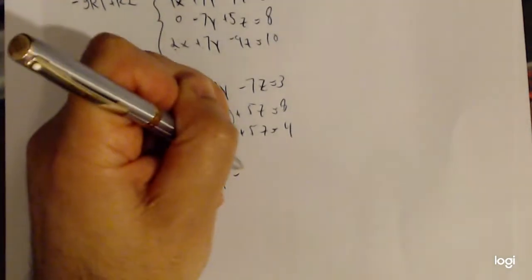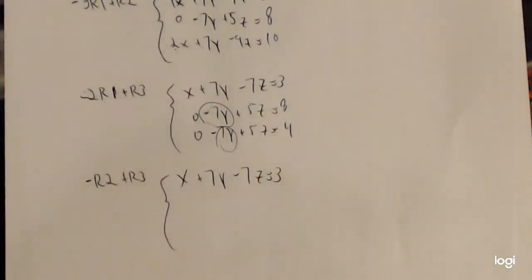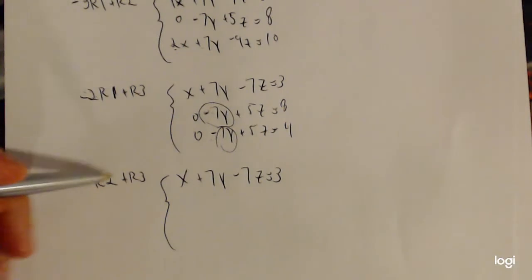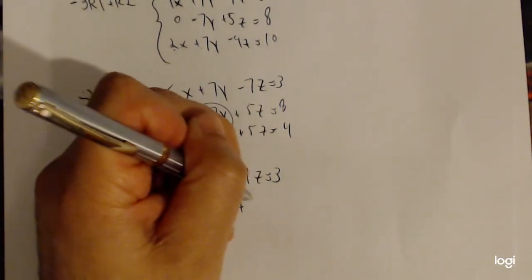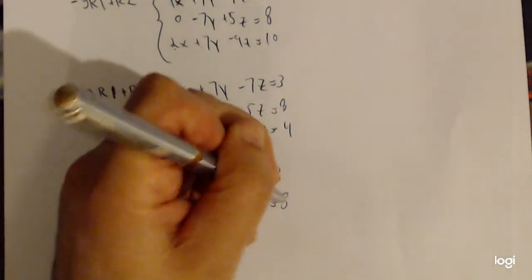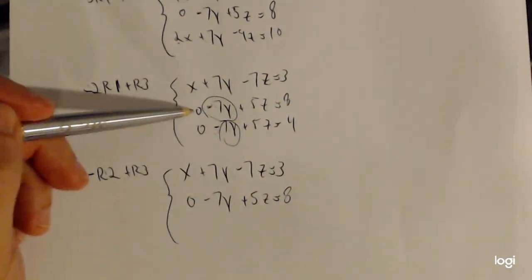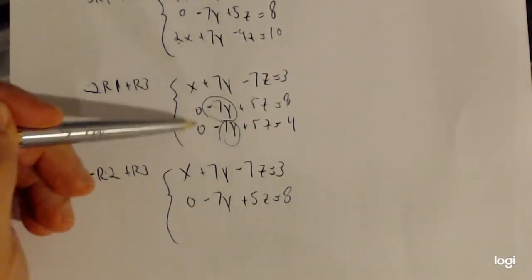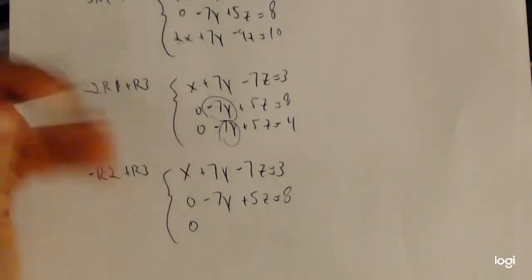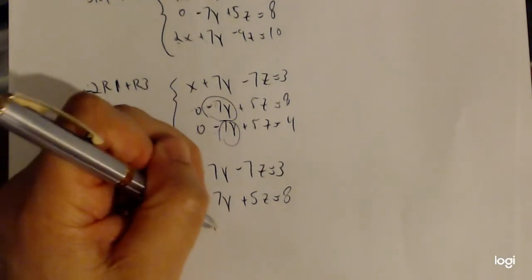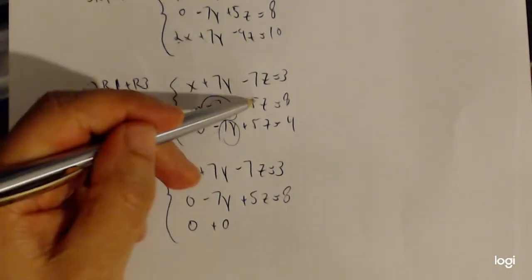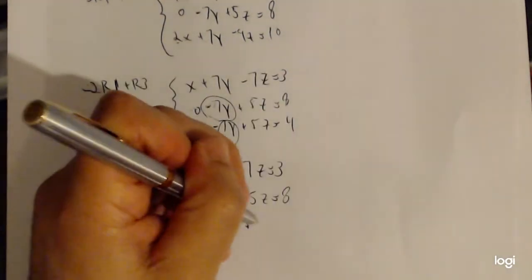We get x plus 7y minus 7z equals 3. And then remember, row 2 is not changing, I'm changing row 3, so row 2 will remain the same as this. And now what will happen? Negative times 0 is 0 plus 0, that stays 0. Negative times negative 7y is 7y plus negative 7y, that becomes 0. Negative 5z plus 5z, that becomes 0.